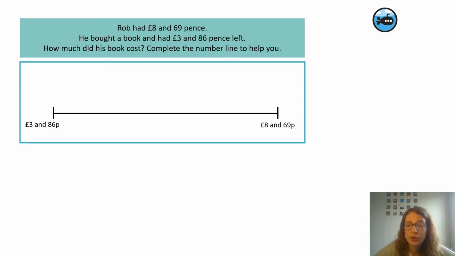I do suggest you draw a number line to help you. If you want to do it in another method, that is absolutely fine. Press play when you're ready to look at the answer.